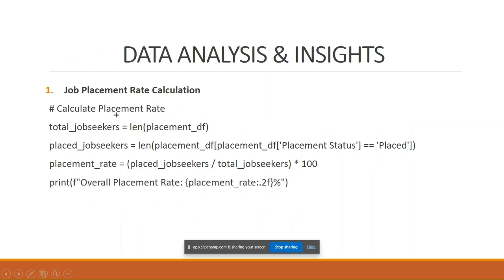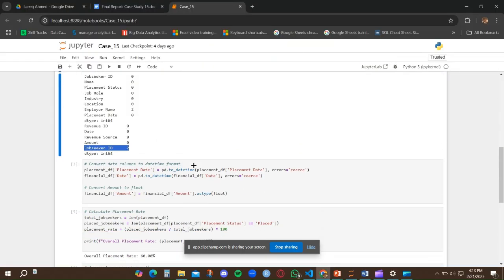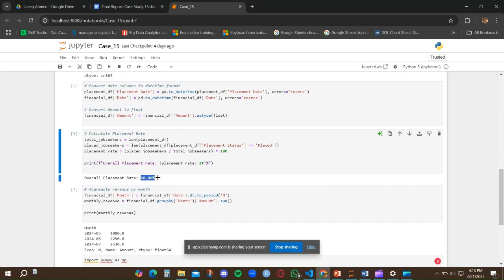The next step is the data analysis and insights. So at first we try to calculate the job placement. So first we take the length of the placement data set, and then we take the length of those who are placed, whose placement status shows as placed. And then we calculate the percentage, which is basically the placed divided by the total times 100. And then we get the overall placement rate, which in our case was 60%.